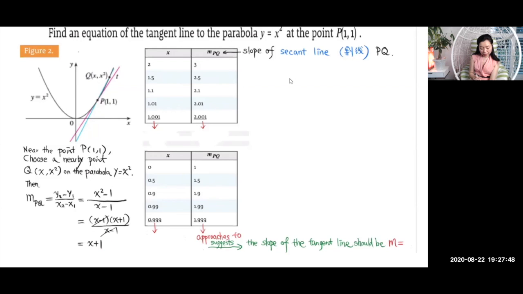Now, as you can see, the slope for the secant line here is just x plus 1. So I add 1 to that. So that's the slope for the secant line, that's 3. And add 1 to this is 2.5, etc. Now, what do you observe over here? As this x is getting closer and closer to 1, what happened to this slope for the secant line PQ? Take a guess. It's going to approach 2, right? Getting closer and closer to 2.